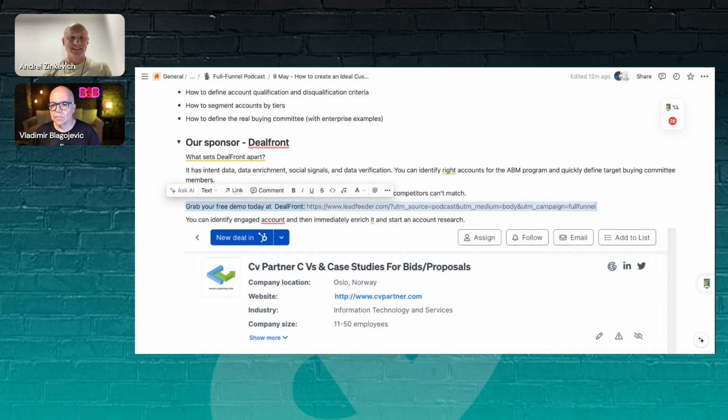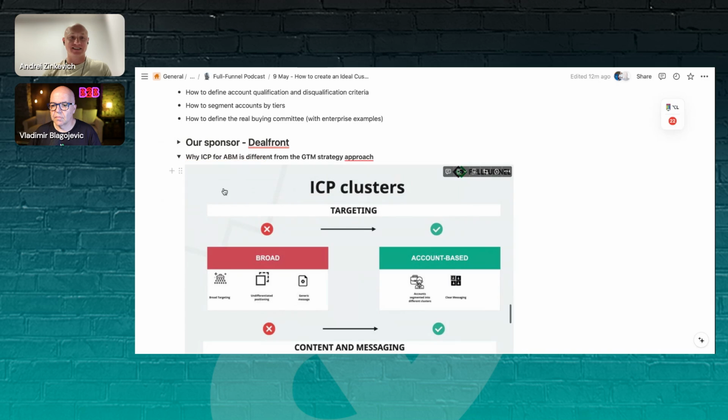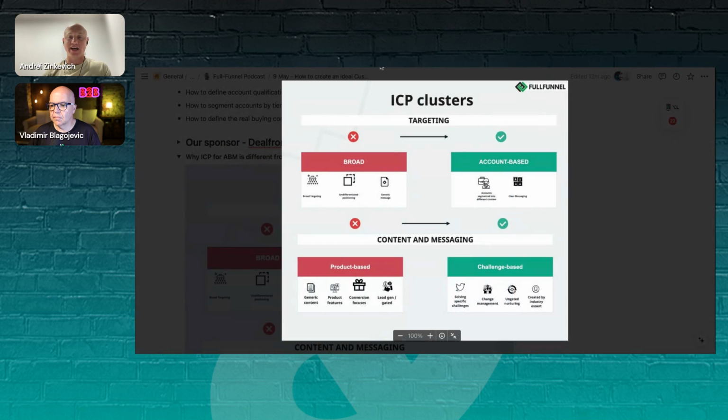So that being said, let's move forward and talk about why ICP development for ABM programs is different from the general go-to-market strategy approach. I think there are two really important examples. When we talk about go-to-market strategy development, and we'll touch on this a little later today, we think about our product units, our global approach, where we want to go, etc.